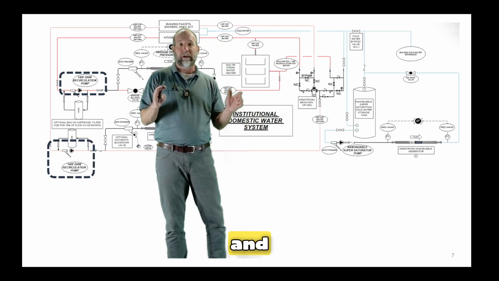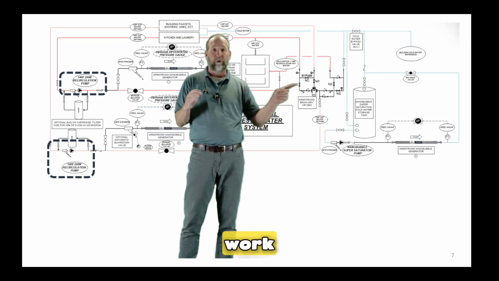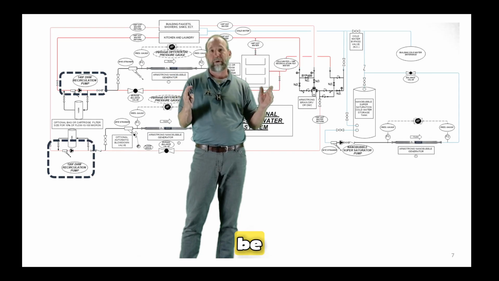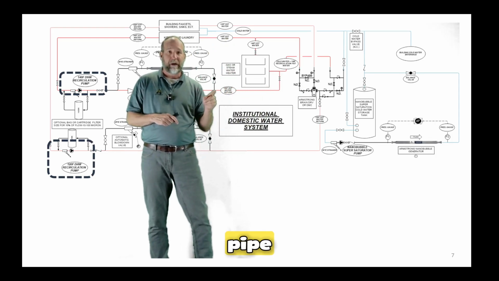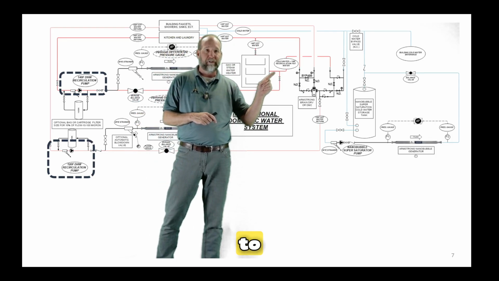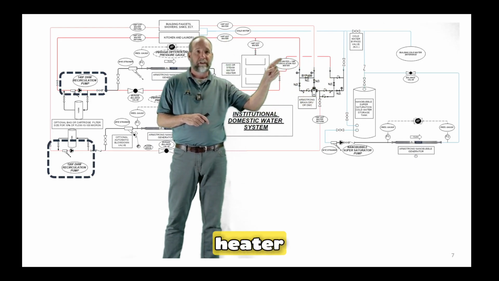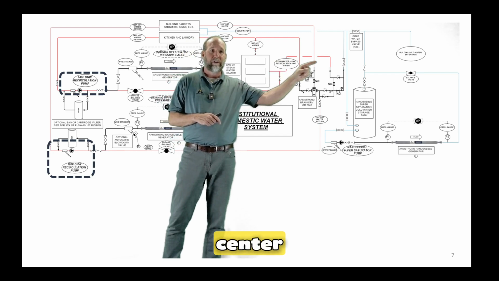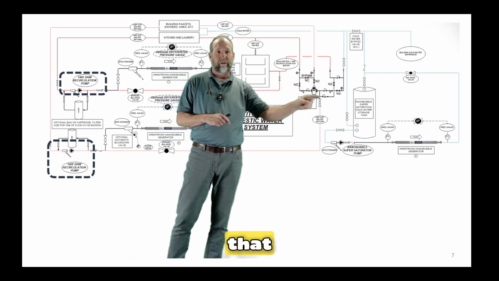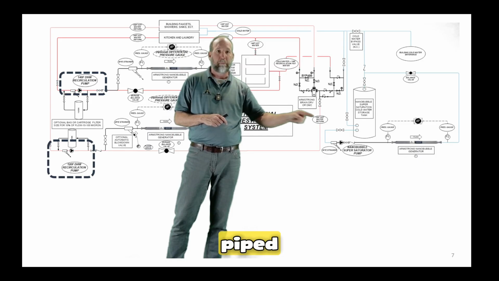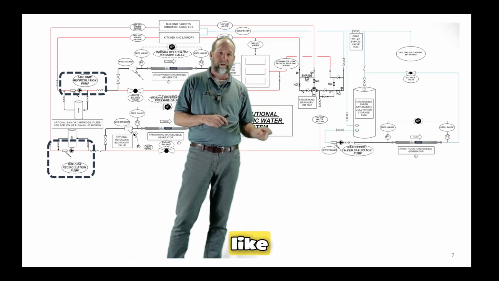Both of those are wrong and will cause your master mixing valve not to work, and your water temperatures will be wrong. This is the proper way to pipe it. Pipe that 140 right back to the return to heater line. We call this little line right here the return to heater line. On the Digital Mixing Center, you'll recognize that. I'm just showing you if you piped it up in the field, this is what it would look like.